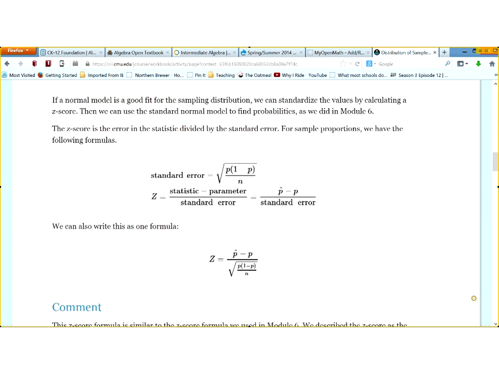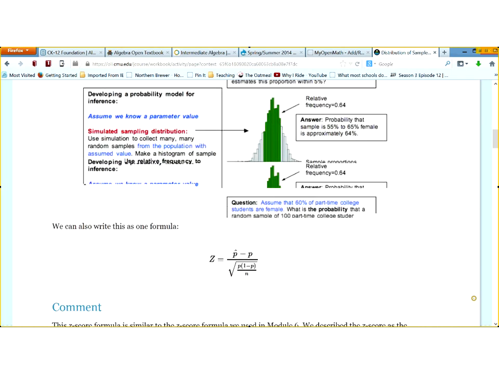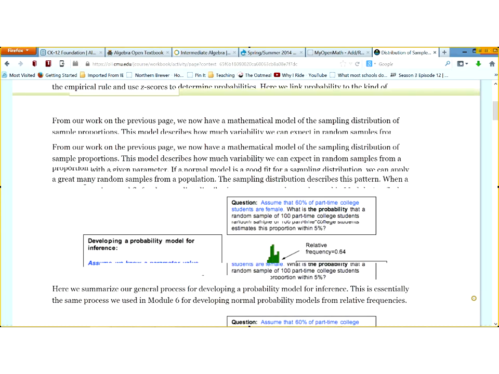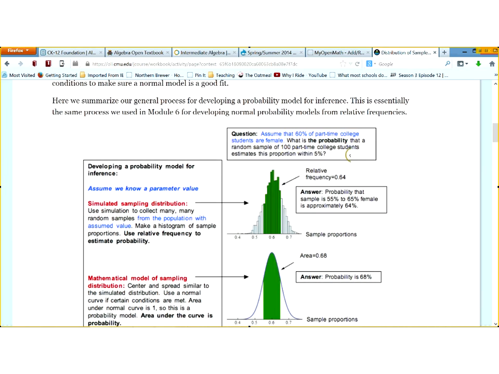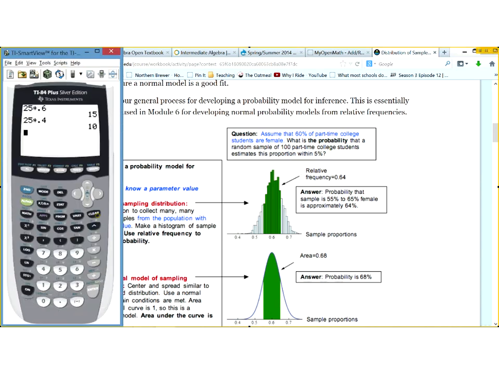Let's see here. I don't think they went through the calculation of the mean and the standard deviation here, because now we're talking about 100 part-time college students instead of 25. But we did that on the calculator. I'll do it again. If we hit second and the x squared key, we get a square root. And if we do p is 0.6, times 1 minus p is 0.4, divided by 100, that's about 0.05 or about 5%.